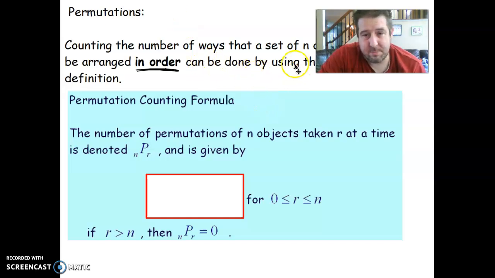Starting off with permutations. A permutation is when you're choosing objects and the order matters. So, for instance, you're watching a horse race and you want to know what the horses will finish in first, second, and third. So that means the order does matter, so therefore that would be a permutation.